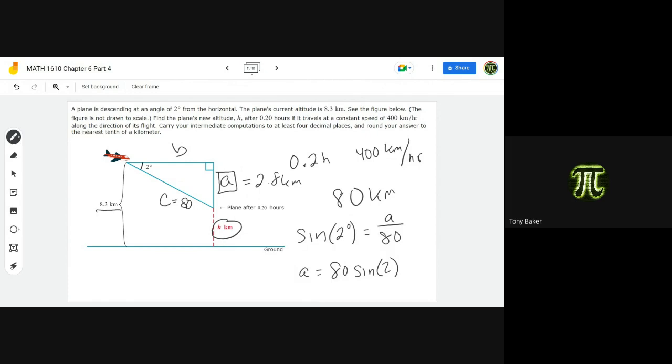Oh, actually, they said not to round, and I rounded. That's okay. I don't think it's going to make a difference, but I'm going to find out. So 8.3. What was it? 80 sine of 2. It doesn't change the answer for this one. So we're going to subtract: 8.3 minus the 2.8 and we get 5.5. So that's how many kilometers above the ground they are.